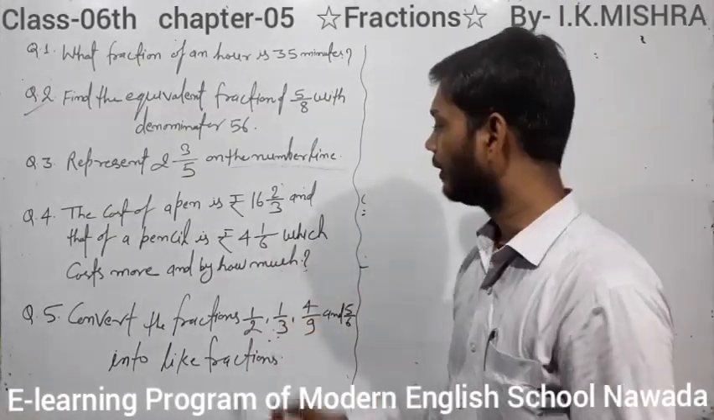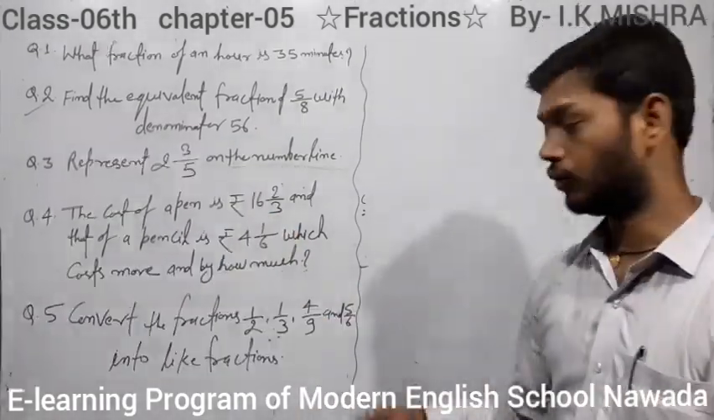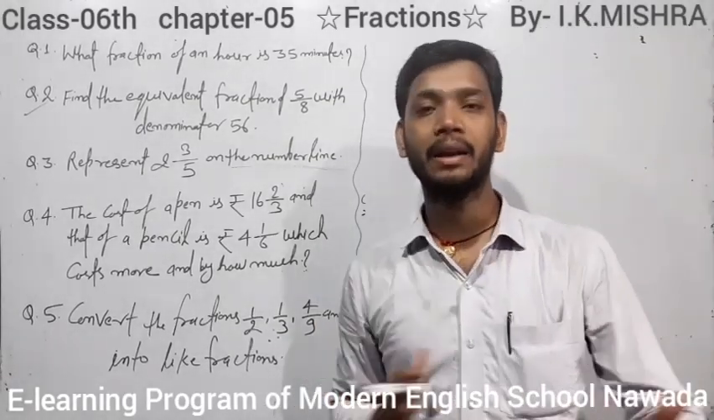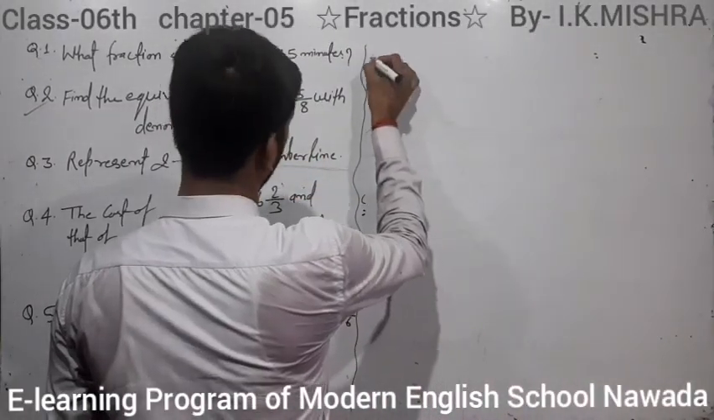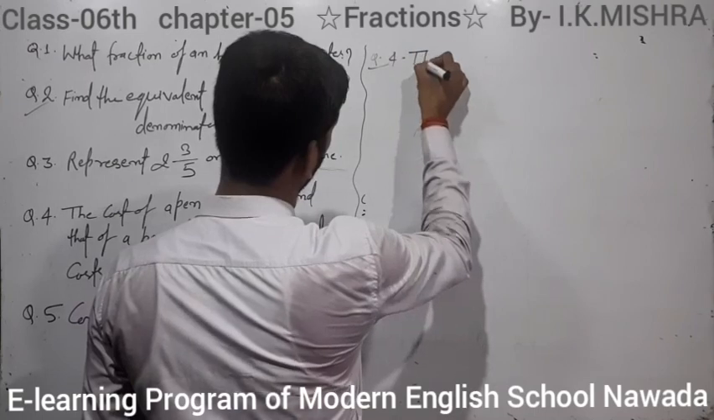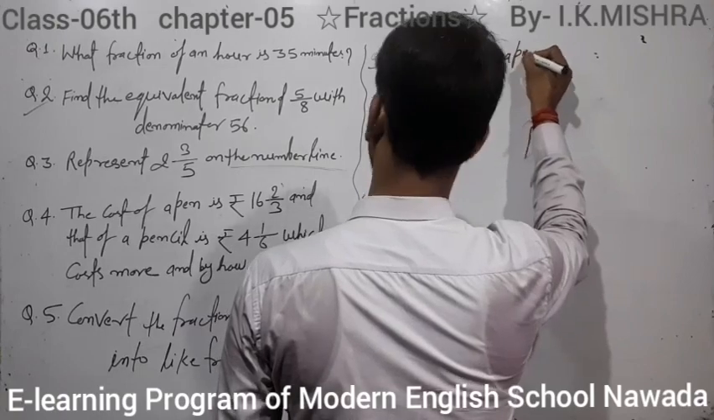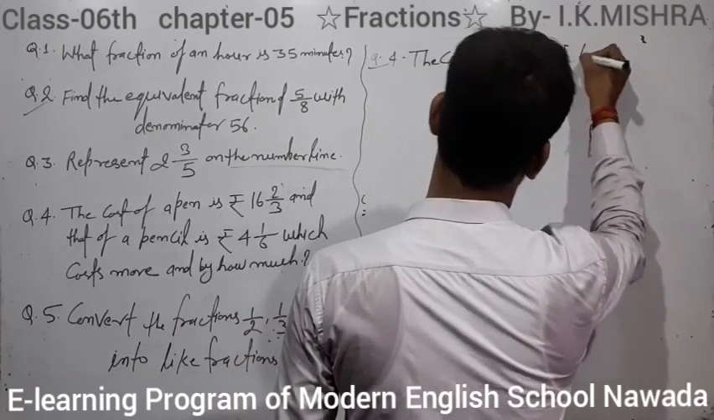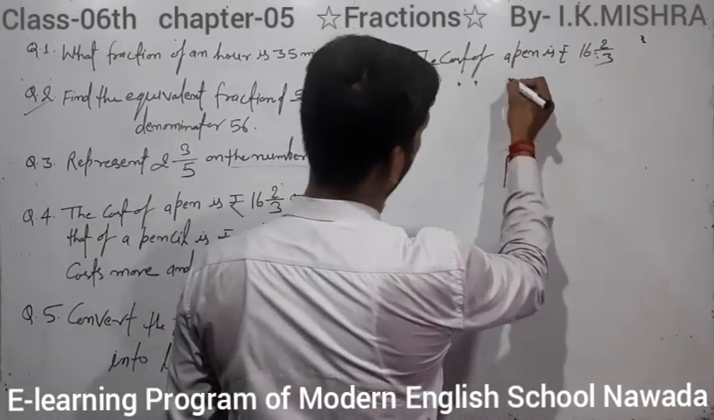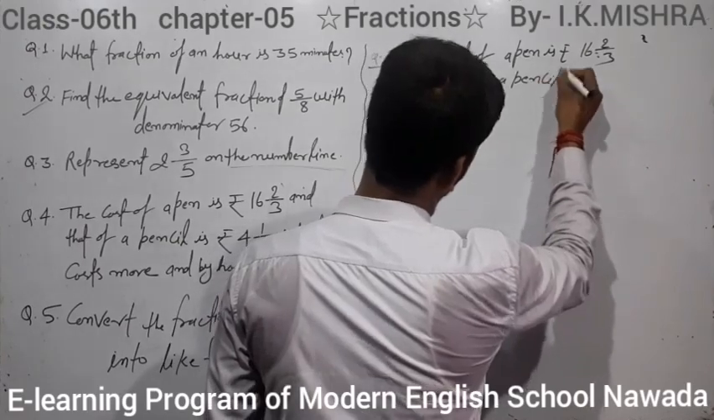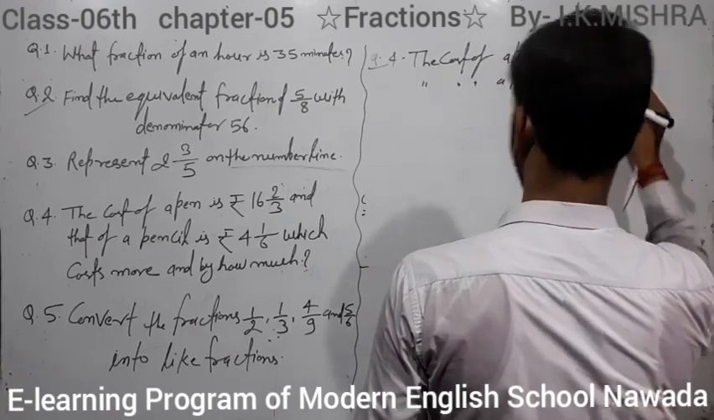It's clear its cost is more and by how much. So do the process of comparing the two fractions. Here, first of all, write question number 4. The cost of a pen is rupees 16 whole 2 by 3. The cost of a pencil is equal to rupees 4 whole 1 upon 6.